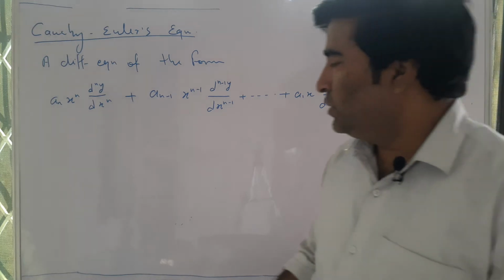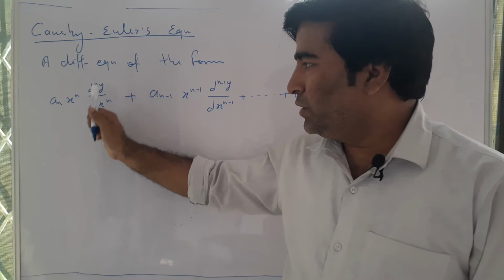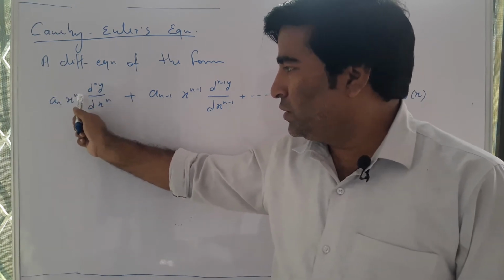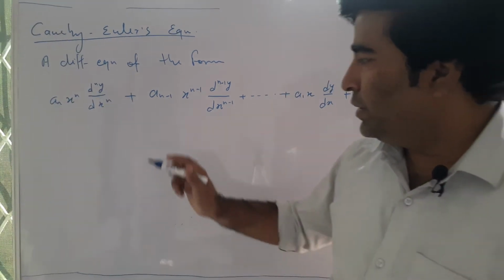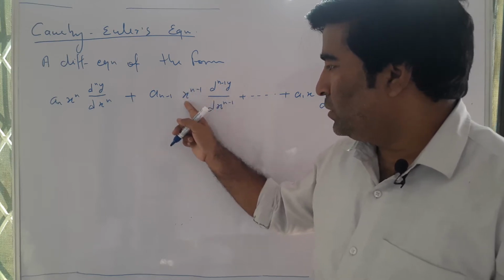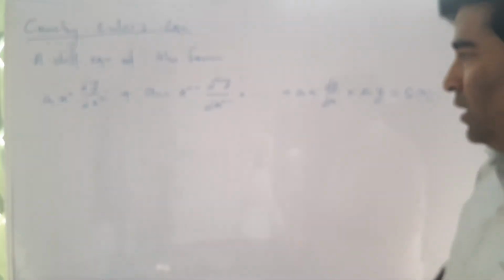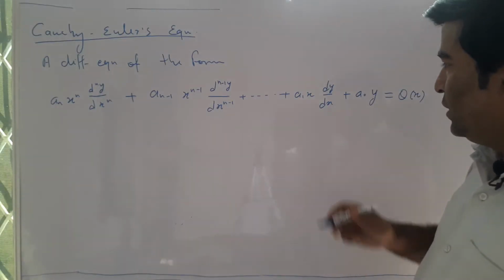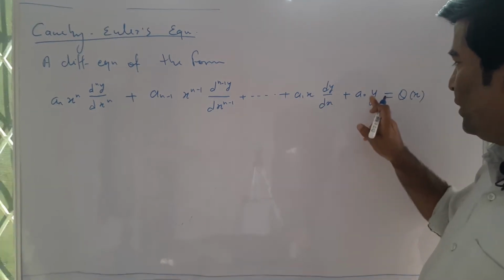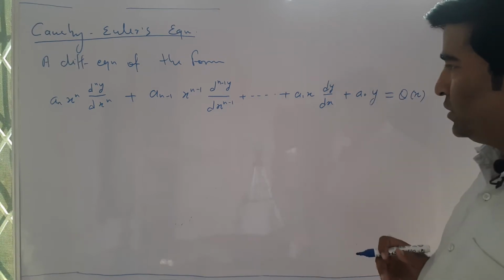Actually in this equation, the order of the derivative and the power of x are the same. Here the order of derivative is n minus 1, so here we take the power of x as n minus 1. Similarly here we take the first derivative, so here the power of x is 1, and here we take the 0 order derivative, so here the power of x is 0.